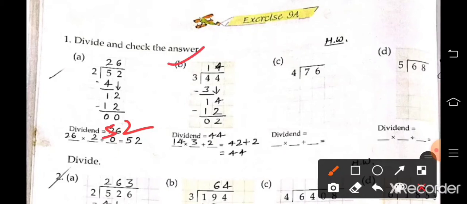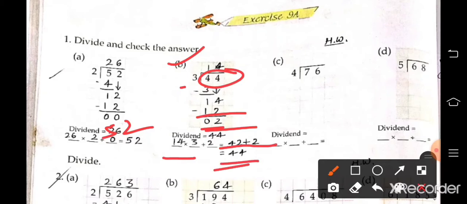Now B part you have to do like this. 3 1s are 3. Subtract 4 minus 3, 1. Then bring down 4. 3 4s are 12. Now here remainder is 2. Okay. Now dividend here is 44. 14 multiply 3, quotient multiply divisor, plus 2, that is remainder, equal to 42 plus 2, 44. This is our dividend. Okay, so our answer is correct. Now C and D is your homework.